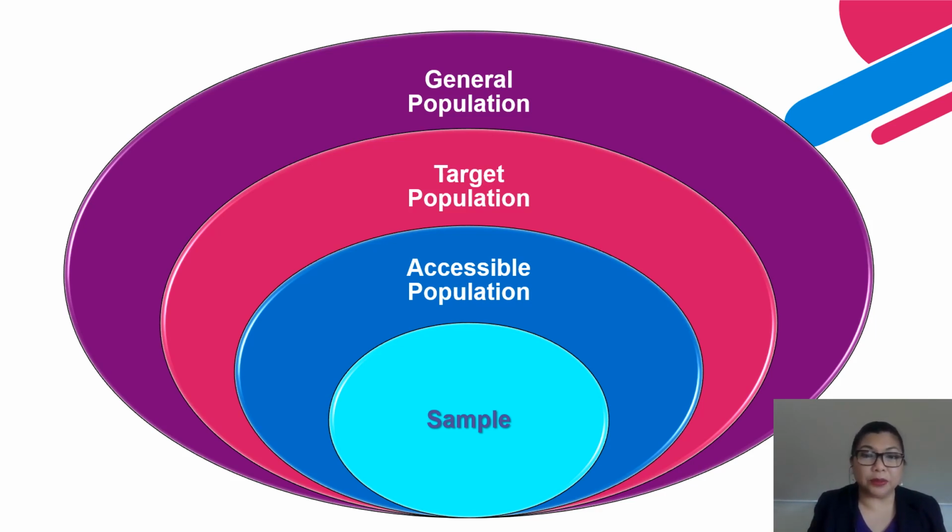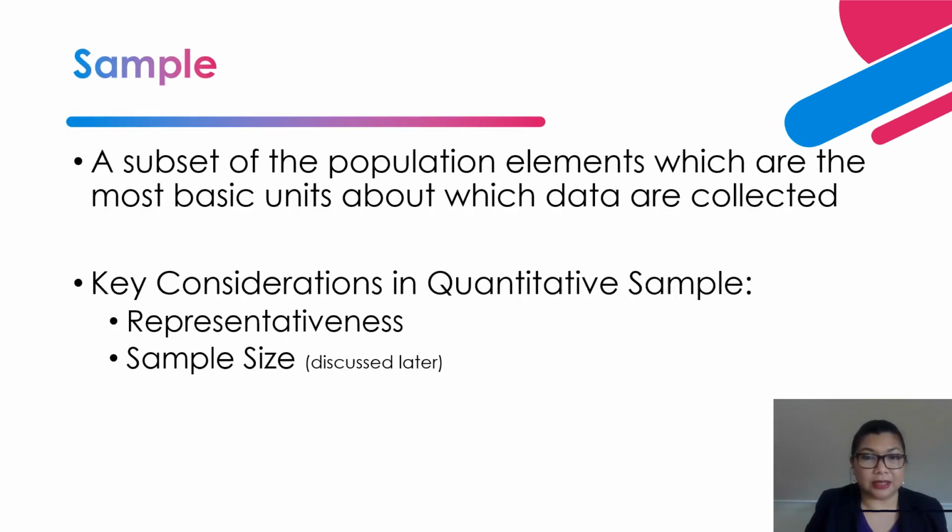Then your sample are the people who would be included in your study. So what is a sample? It is a subset of the population elements, which are the most basic unit about which the data are collected. So there are two main considerations when you're doing a sample for a quantitative study. First is representativeness, and the other is sample size, which we will discuss later.